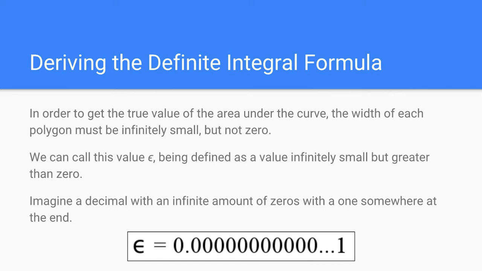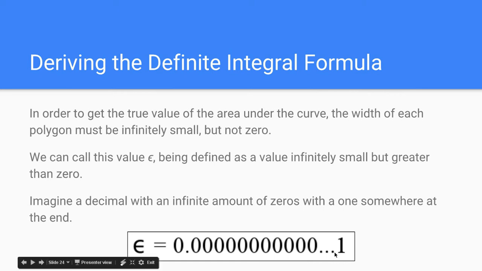Imagine a decimal with an infinite amount of zeros with a 1 somewhere at the end. So you have epsilon equals 0.000000, and these zeros go on forever. They never stop, but somehow right at the end there's a 1. So this number is not 0, it's bigger than 0, but any positive number you can define besides 0, it's smaller than.